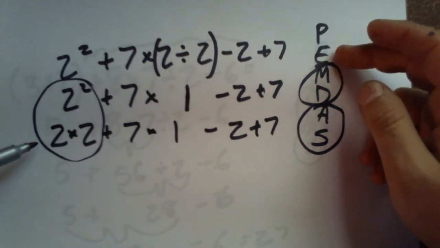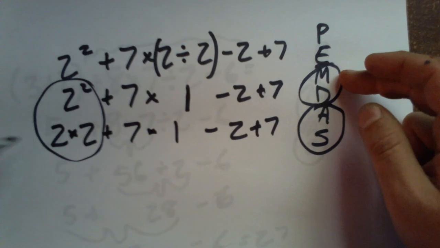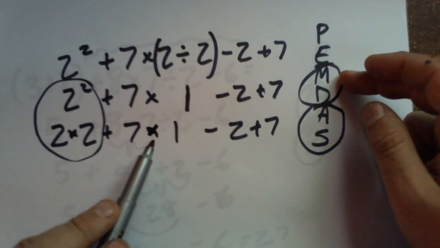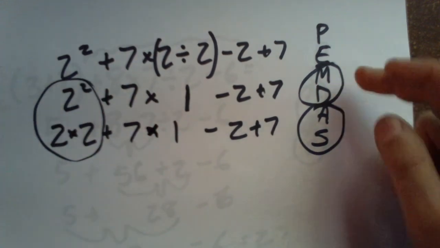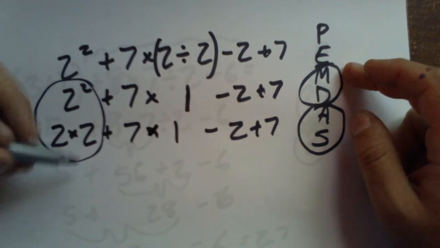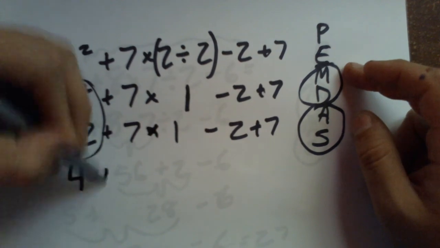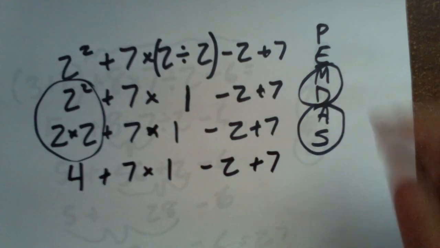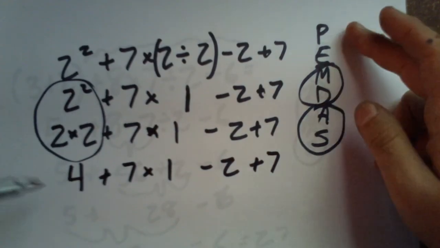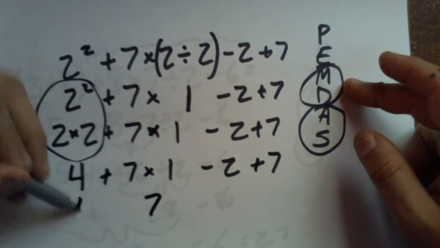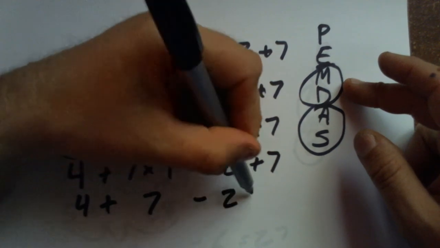Parentheses, no. Exponents, no more. Multiply or divide, well, I got to multiply. That's a funny looking multiply. Yeah, okay, so we only have multiplies. Coming from left to right, I'm going to do the first one I come to. 2 times 2. That's 4. I'm going to drop everything down. I didn't change anything except for the first thing. Parentheses, exponents, multiply and divide. Well, there's a multiply. 7 times 1 is 7. Drop everything down. Don't change it. Just change that one thing that I did.